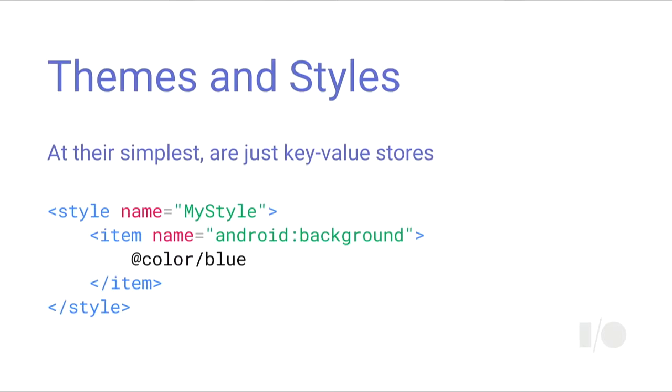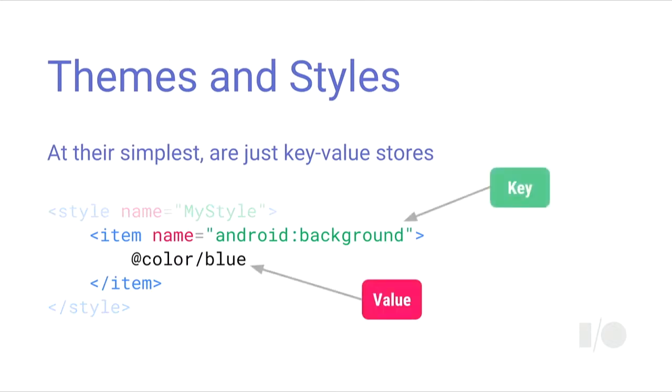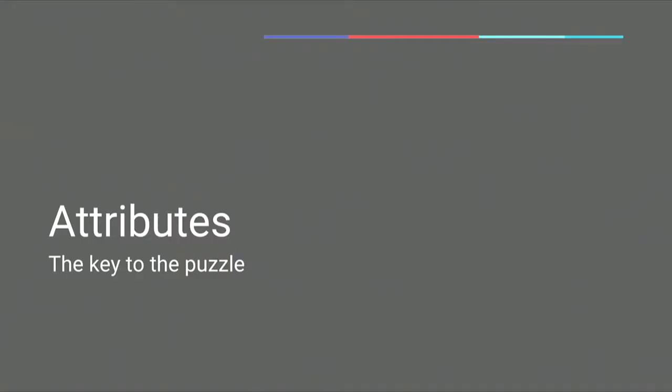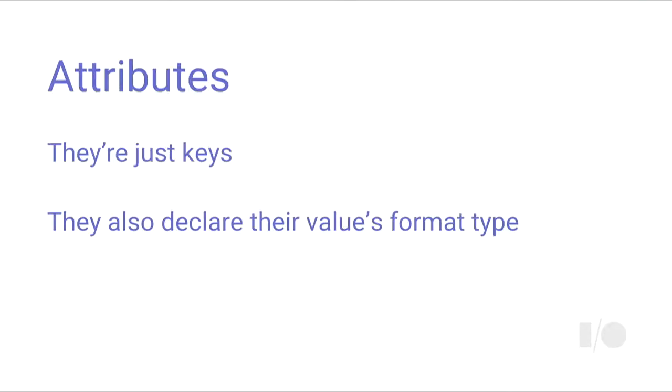At their simplest, styles and themes, because they're the same thing, are just key-value stores. Here we've got a very, very simple style, and you'll notice that the key is the attribute, android:background in this instance, and the value is a blue color. We've just mentioned the word attributes, and they're the key to what themes and styles are all about. Let's take a quick look at what they are and how they work.